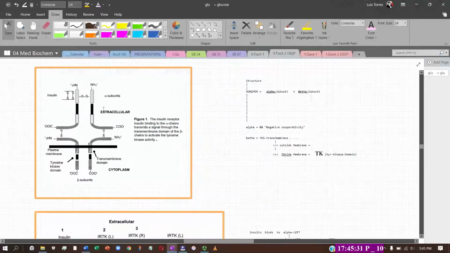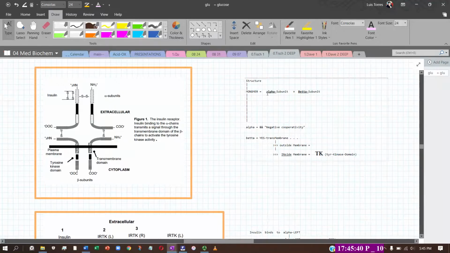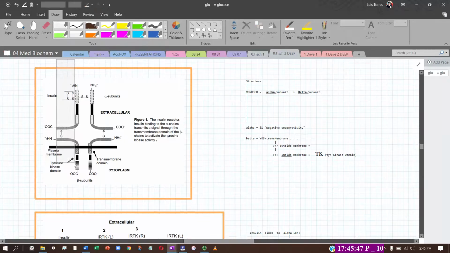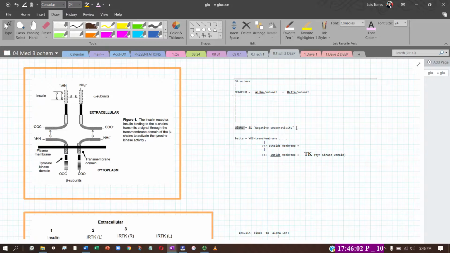So here is just this overview, this tour of the insulin receptor. Each monomer consists of an alpha subunit and a beta subunit. So you have one monomer, and then the other one is essentially a mirror image. At the alpha subunit, you experience something called negative cooperativity.